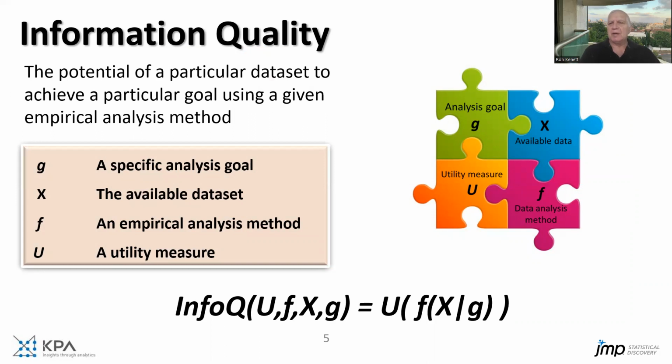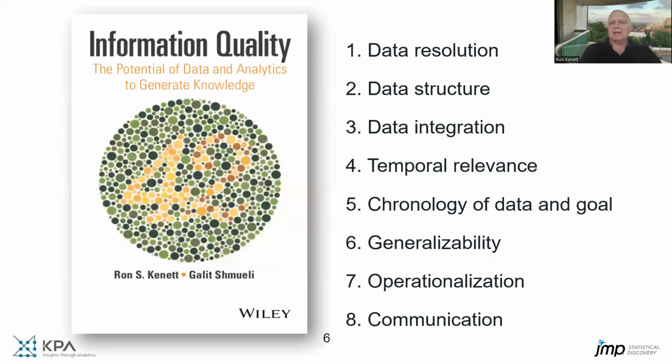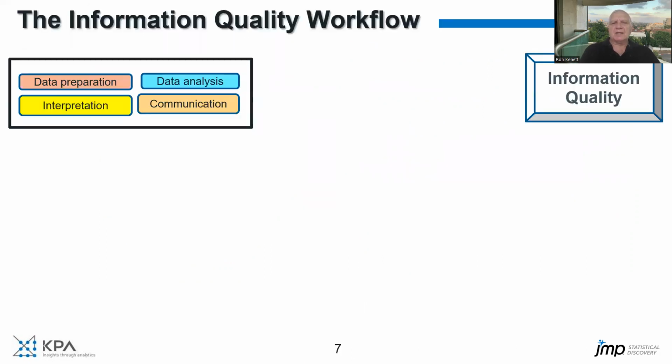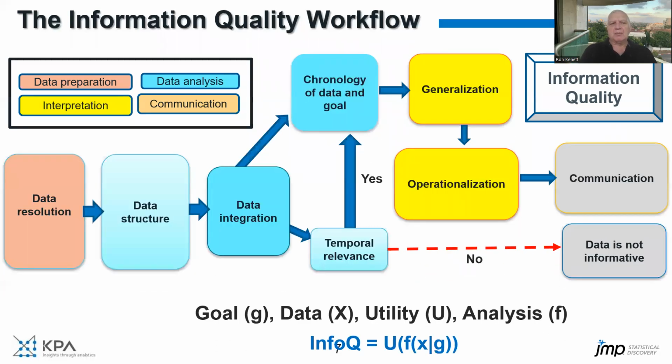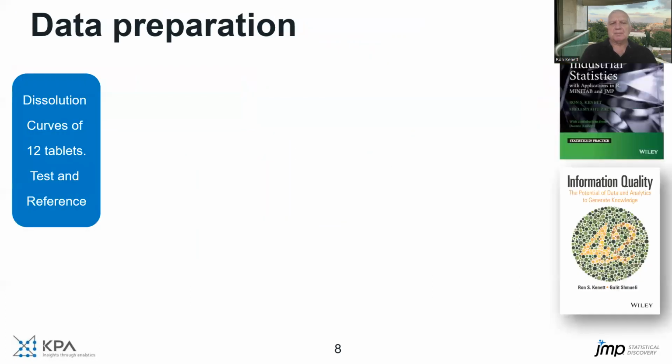So the first step is to elicit the goal. And then there's a set of dimensions, 8 dimensions. So instead of talking about this, we'll just follow up an example. The information quality workflow has different steps. We have the data preparation, data analysis, interpretation, and communication. In my part, I'm going to focus on the data preparation. Chris will expand on that with the other parts.